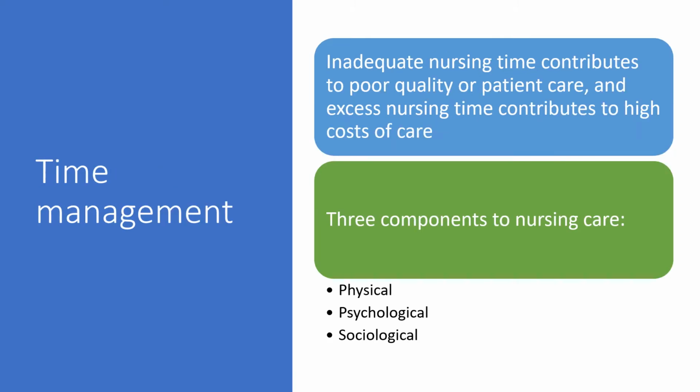One of the things as a nurse is that you know the best practices, but you are an employee of the healthcare system. And so you are taking care of 5 or 6 patients when you're in practice, and you need to get good at time management. Inadequate nursing time contributes to poor quality of patient care, and excess nursing time contributes to high costs of care. And so the organization weighs those things. There's three components to nursing care: physical, psychological, and sociological.